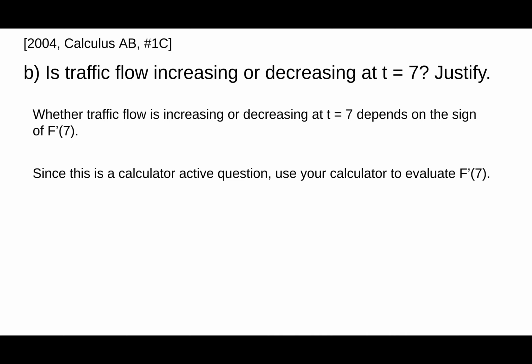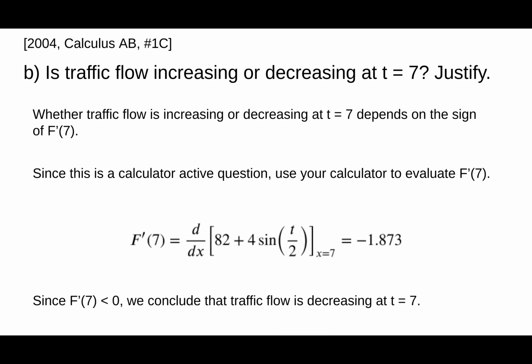So this is a calculator active question, so we're going to use our calculator to calculate the derivative of f at 7. So f prime of 7 is just the derivative of our traffic flow function evaluated at t equals 7, which on a calculator we get about negative 1.873. And again, because it's calculator, you can round this to 3 decimal places or you can truncate to 3 decimal places. Either one is acceptable. However, since f prime of 7 is less than 0, we can conclude that traffic flow is decreasing at time t equals 7.